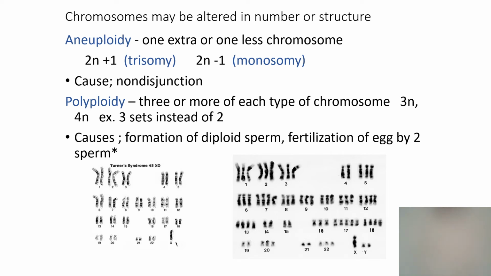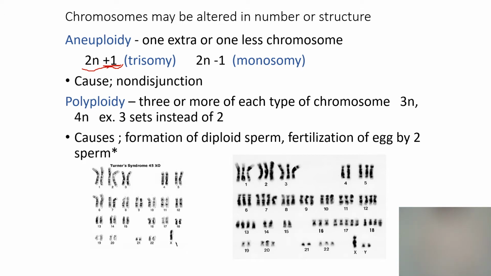Chromosomes can be altered in their number or structure. Aneuploidy, which is where you either have an extra chromosome or one less chromosome, is one such term used to describe these alternate numbers. If you look here, you got a 2n plus 1. That 2n plus 1 indicates you still have the diploid number of chromosomes, so you still have two sets of all the chromosomes, except for one of the sets has an additional chromosome, and that's why the plus 1. And that would be called a trisomy because they have 3 of one of the chromosomes.